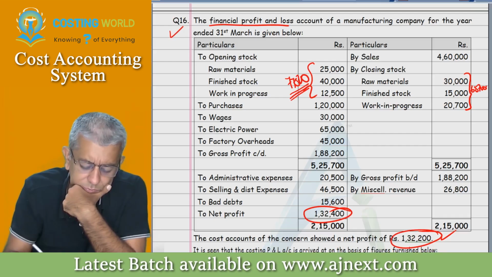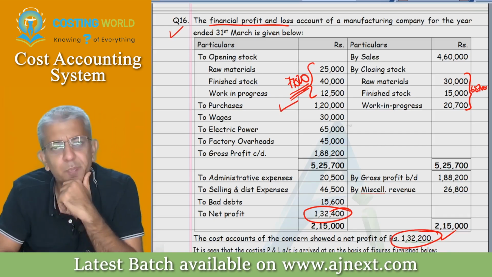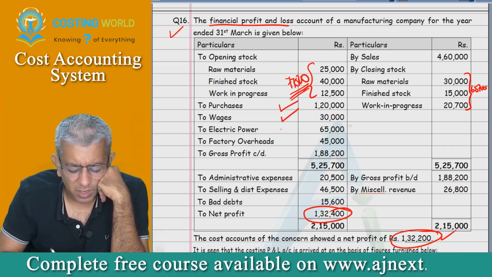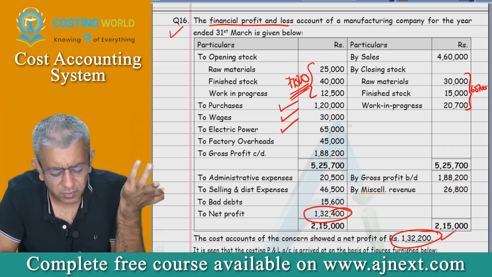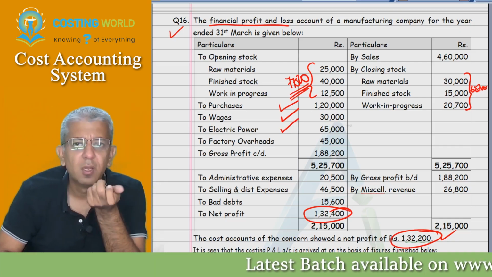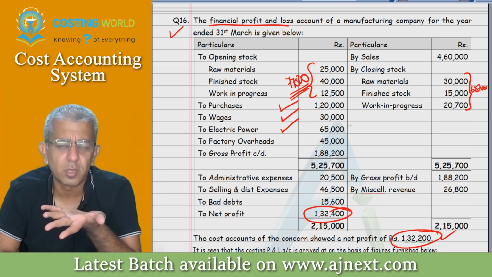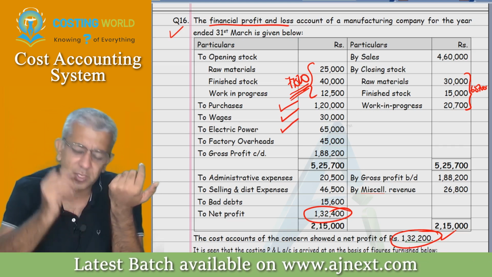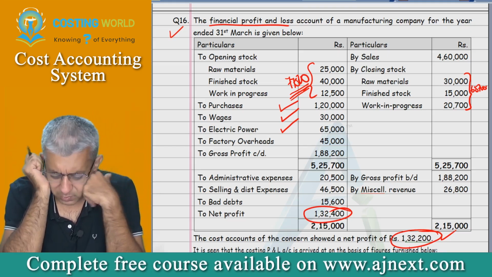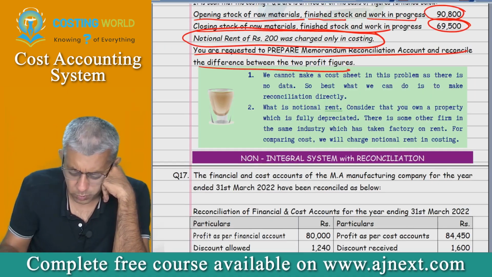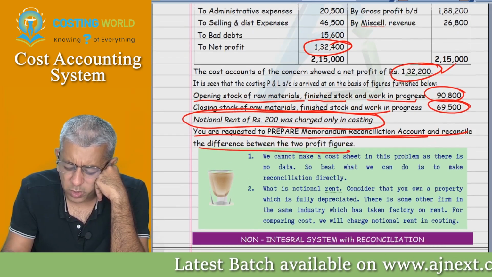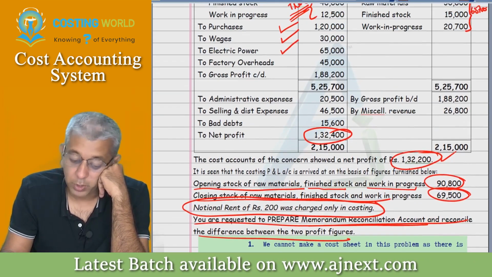Now listen. Obviously, these purchases must be purchases of raw material. These wages must be direct wages. Electric power, I'll not say it is an expense only in financial. It could be direct expenses, since electric power is required for the factory, so the company is treating it as direct expenses. Actually I don't know why I'm saying all these things, because the only thing that has been asked is a reconciliation account. So let's think about what all comes in a reconciliation account. We'll only talk of that.